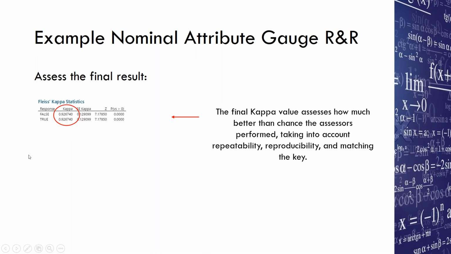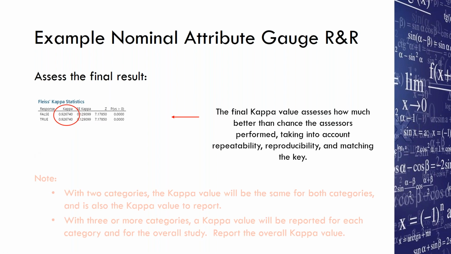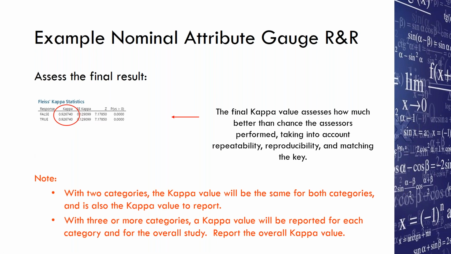92.6% better than chance. Now, a couple of notes on this. With only 2 categories, the kappa value is going to be the same for both categories, and that's going to be the kappa value that you're going to report. So when somebody asks you, hey, how did that attribute assessment turn out? You can say, well, hey, I got a kappa value of 92%. They're going to understand what you mean by that.